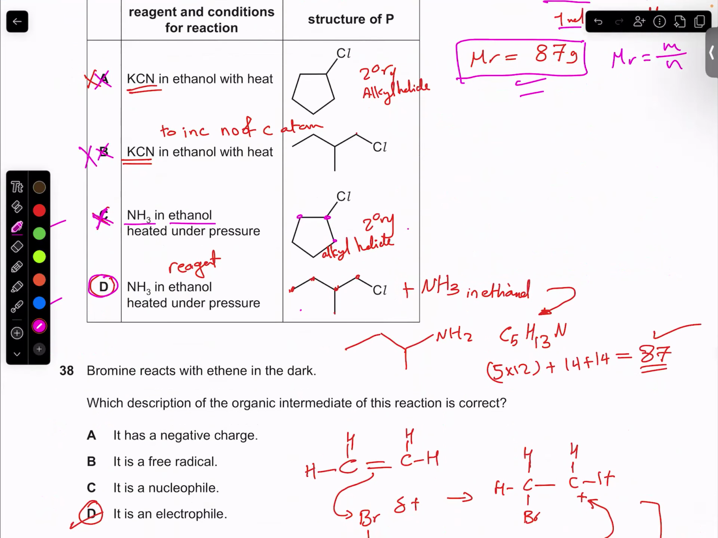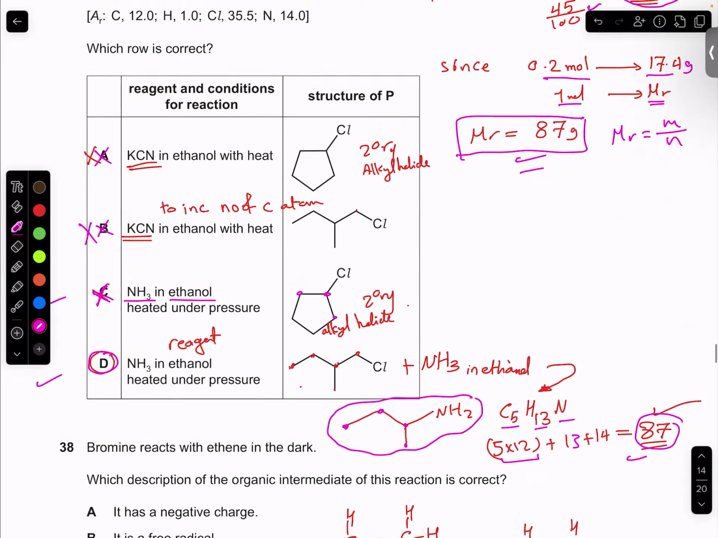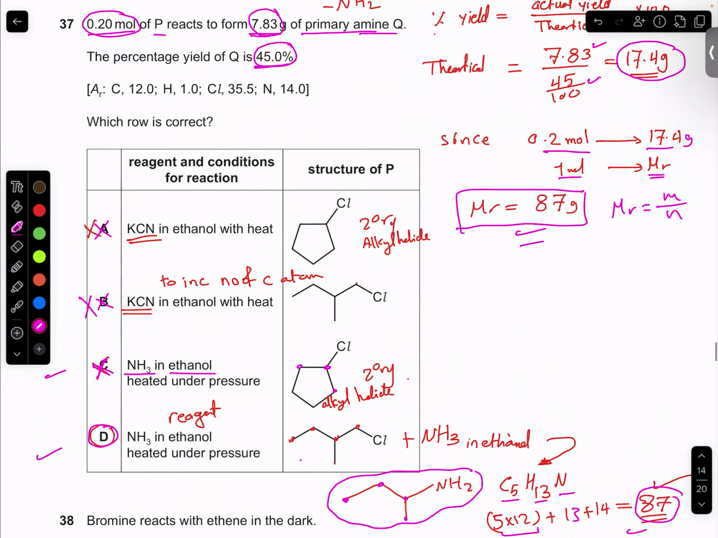D, if you find the MR of this compound, the product of the reaction, this one will be CH3CH2CHCH3NH2. You will find that it's C5H13N. If you find the MR of this compound, C5, 5 times 12 plus 13 plus 14 for N, there will be 87. So this is the MR of the compound.